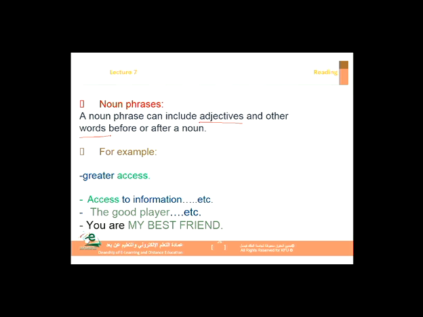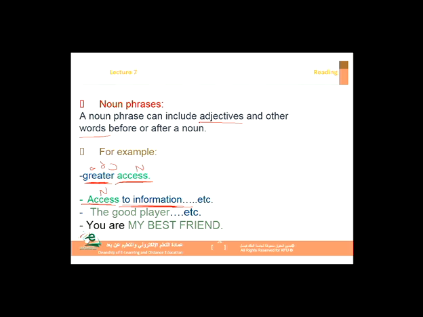Greater access. Now access is the noun here. Greater access: adjective before the noun, and then we have the noun. Or example number two, access, which is a noun as well, to information. Access to information. All right, so as you can see, we have nouns. There might be words before or after the word. Then we have a phrase.